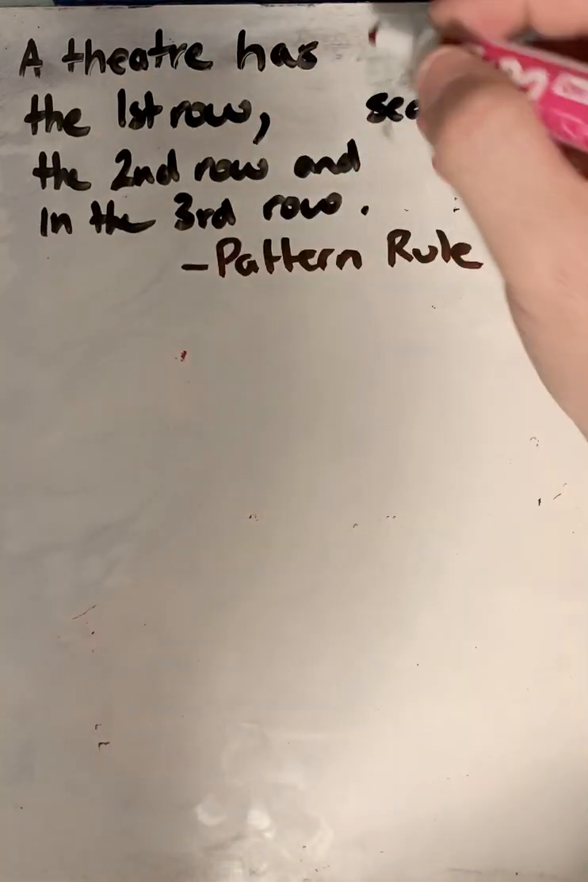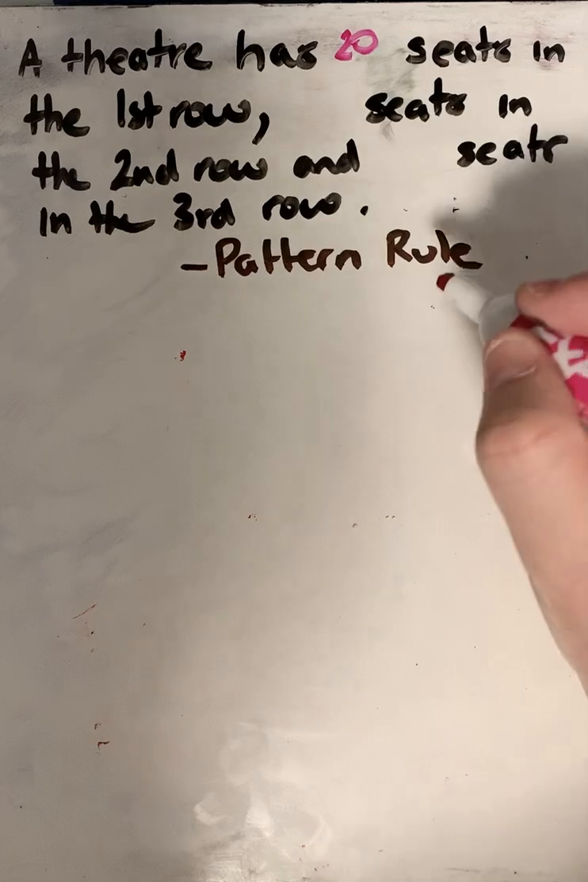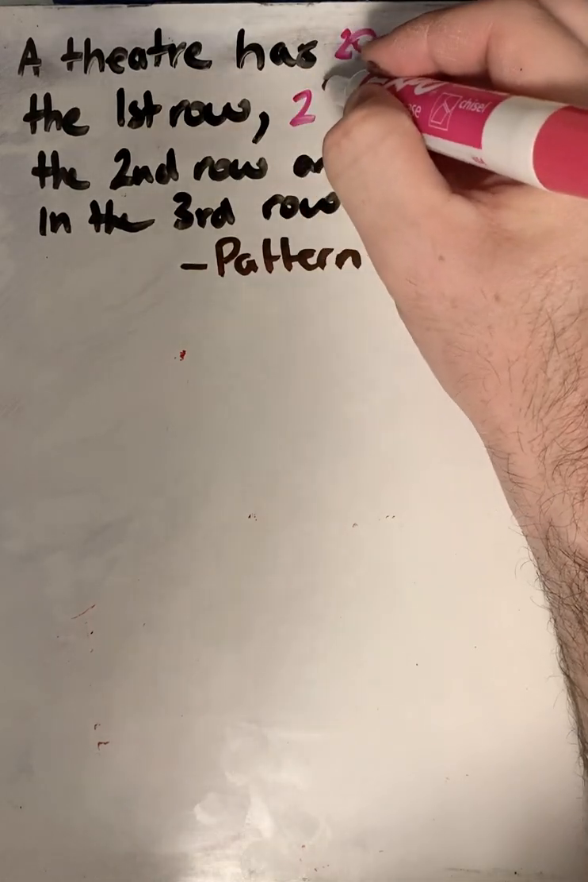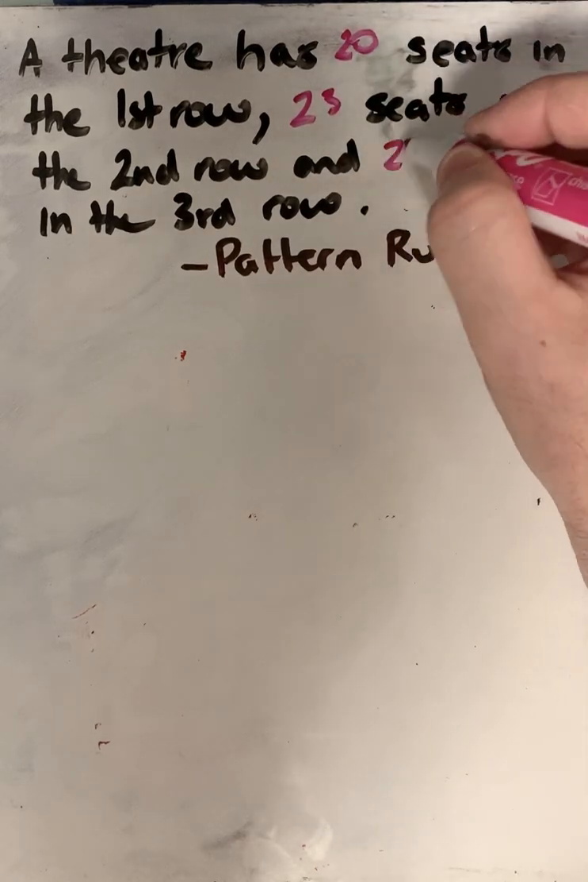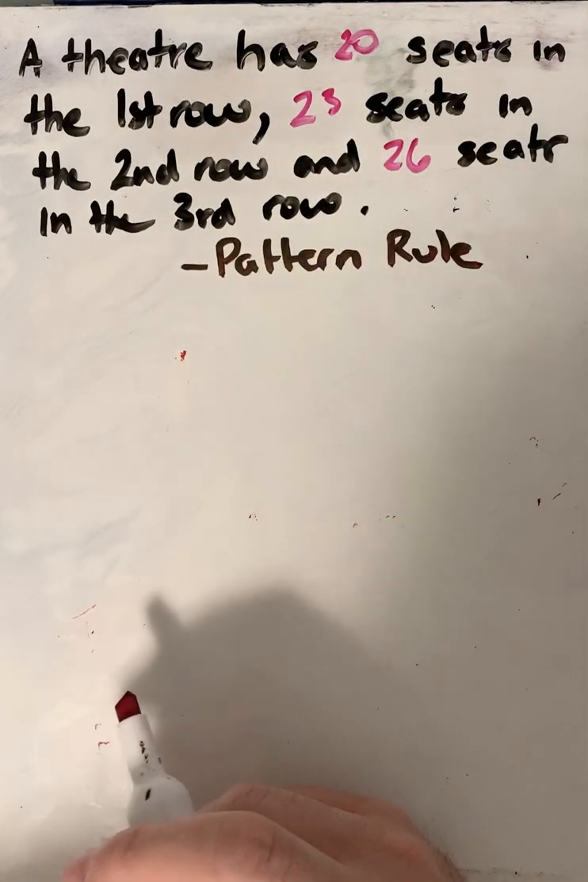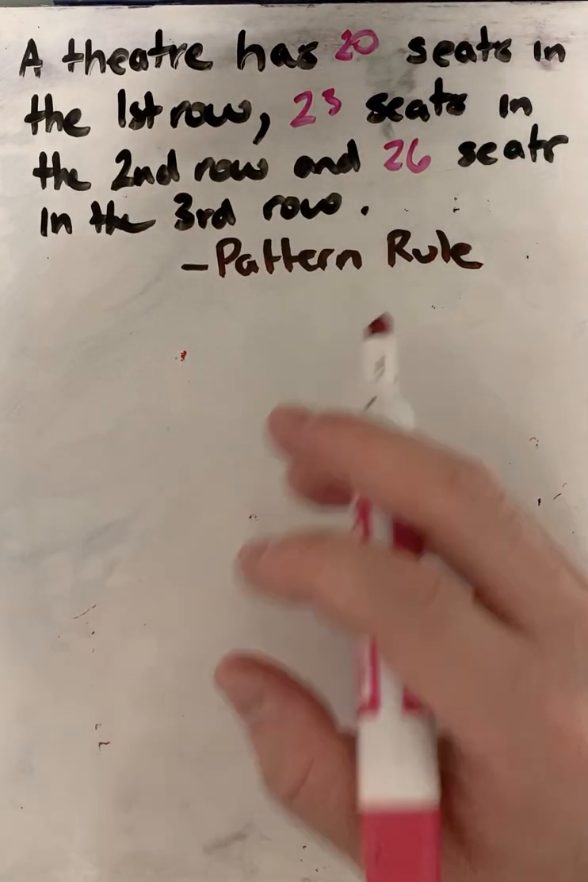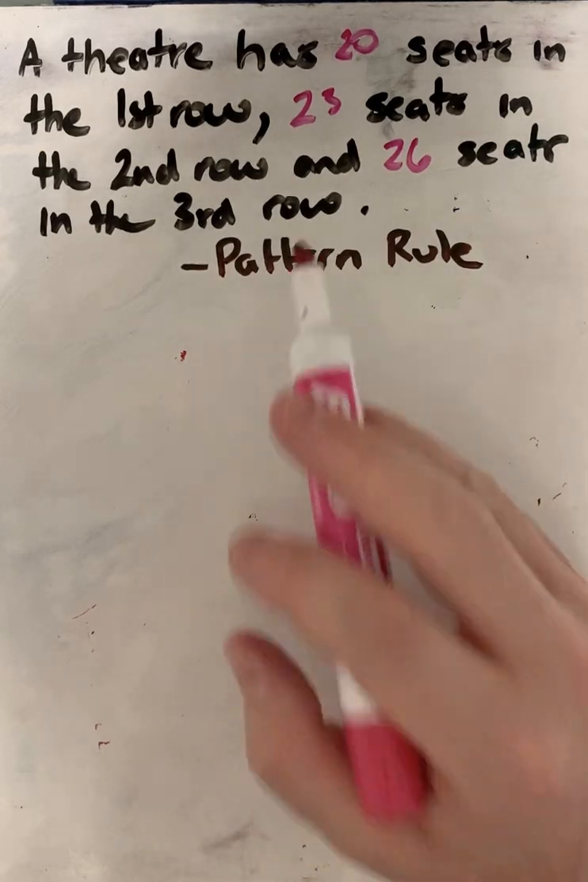So the first question I have is, a theater has 20 seats in the first row, 23 seats in the second row, and 26 seats in the third row. And I want to know how to write the pattern rule for this scenario.